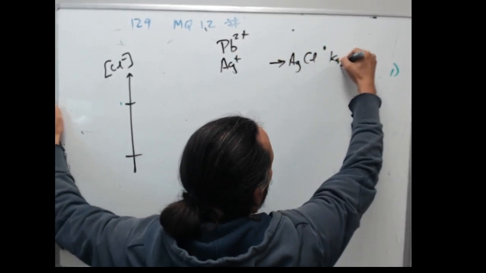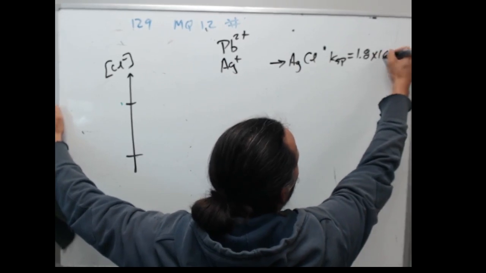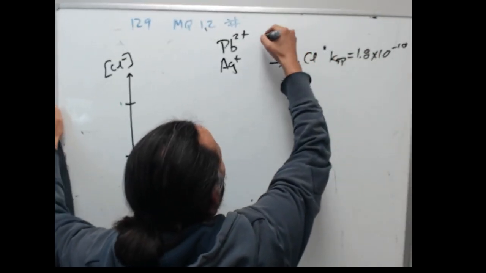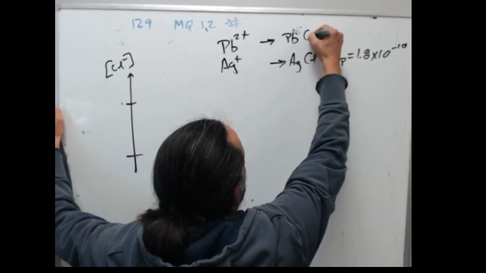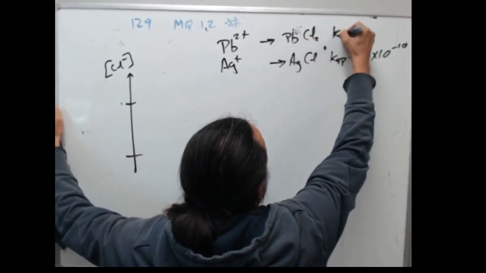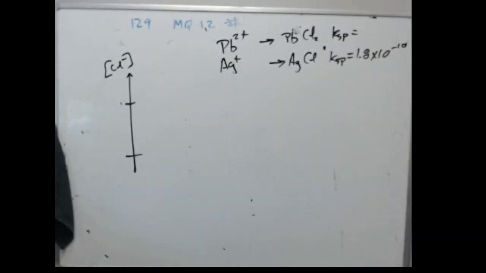That silver plus is going to become AgCl, which has a KSP value. I've just used this one so much today, I have it memorized. Times 10 to the minus 10. And lead, which is going to go to PbCl2, is going to have a KSP I have to look up real quick. I've got it right here. 1.7 times 10 to the minus 5.